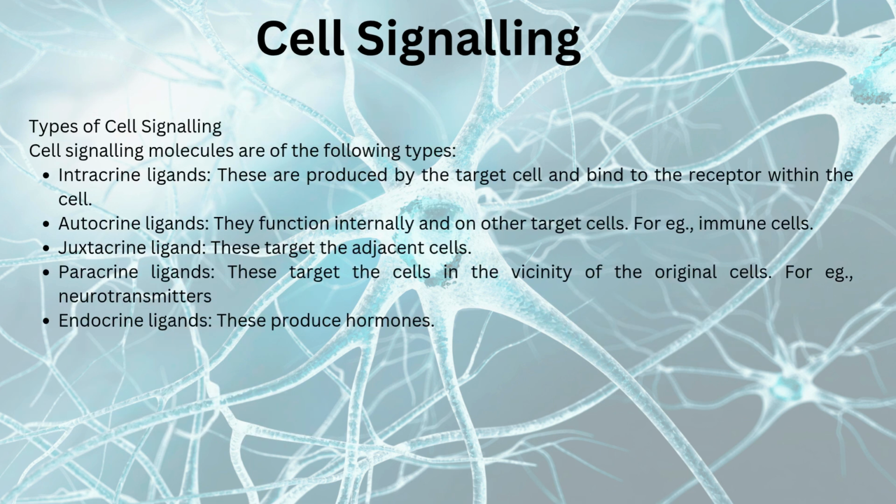There are five major types of cell signaling. Intracrine signaling occurs when the signaling molecule acts within the cell. Autocrine signaling occurs when a cell releases a signal that acts on itself. Juxtacrine signaling requires direct contact between adjacent cells. Paracrine signaling affects nearby cells through local signaling molecules such as neurotransmitters. Finally, endocrine signaling involves hormones traveling through the bloodstream to act on distant target cells.